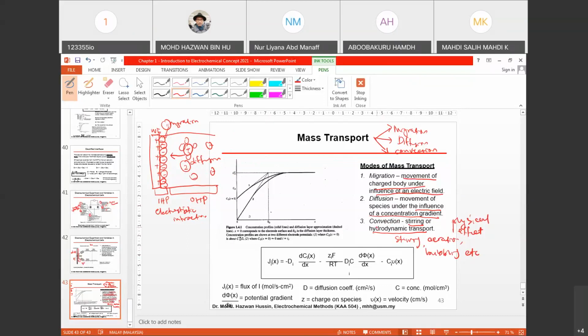Okay, all right. So all these three modes of mass transport need to be memorized because later on in chapter 3 you will learn about double layer and you will apply the knowledge on mass transport to explain different models of double layer. Okay, any question so far?